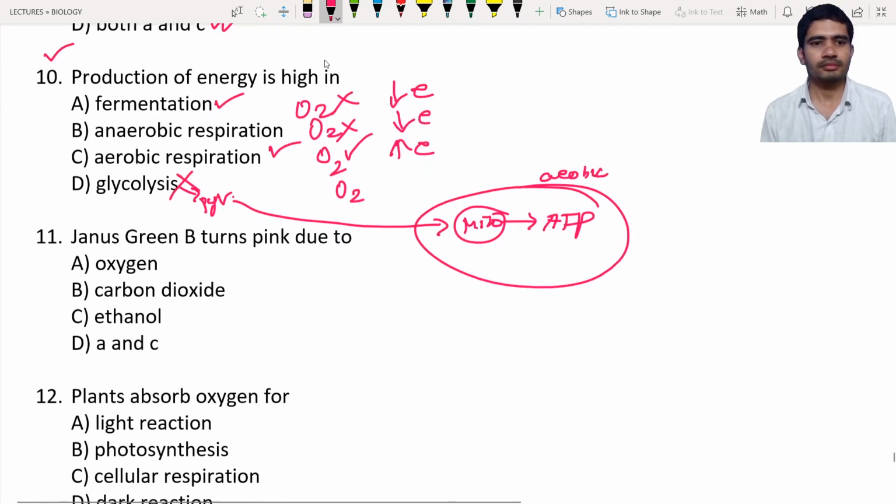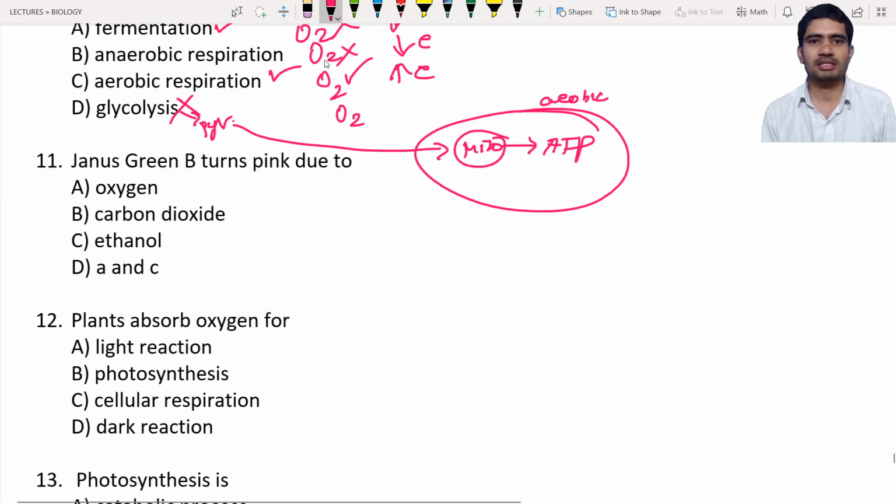Okay. So next, Janus green B turns pink to blue due to... they are saying that the Janus green B is going to turn into pink. So first of all, we have to understand what is the color of the Janus green B indicator. Janus green B indicator is blue. Most students think the Janus green B color is green, because the word green is mentioned, but it's not correct. Even though the word green is present, it is blue in color.